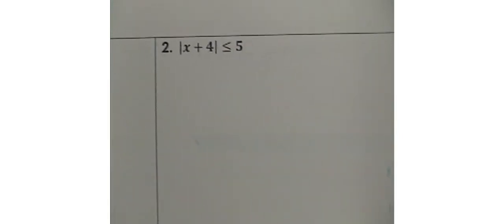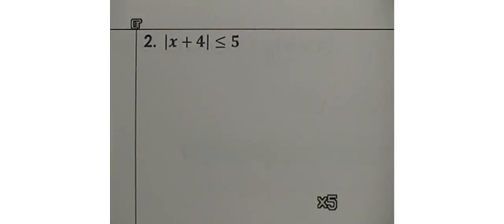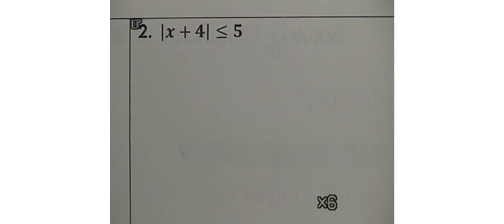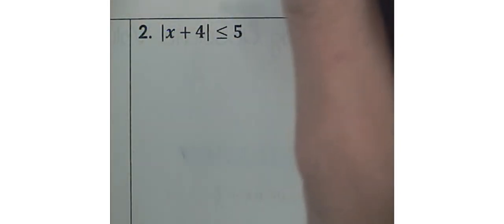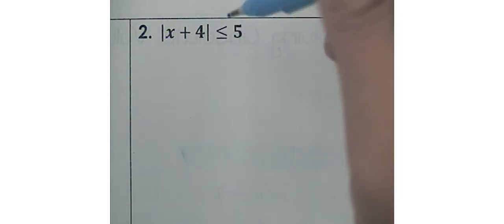Okay, I'm going to help you with the setup for question 2. And then you can solve it and graph it, just like we did in lesson 3.3, and we have another note sheet for that. So this is which x values are less than or equal to 5 units away from negative 4. So because this is less than or equal to, we know that this is a conjunction.